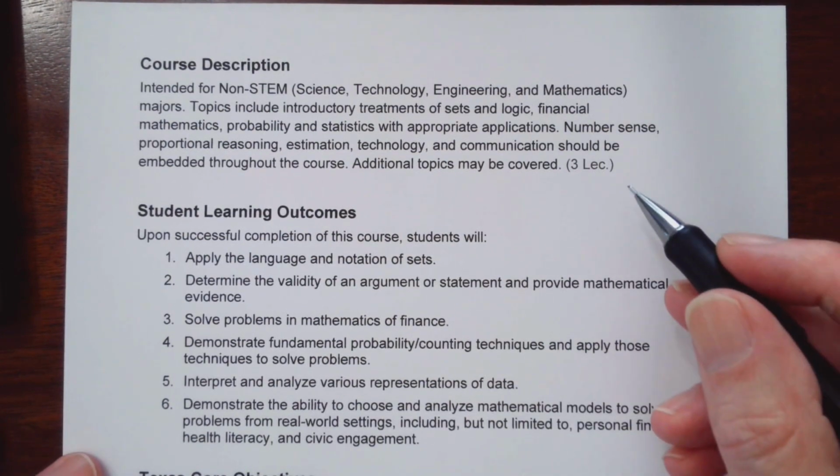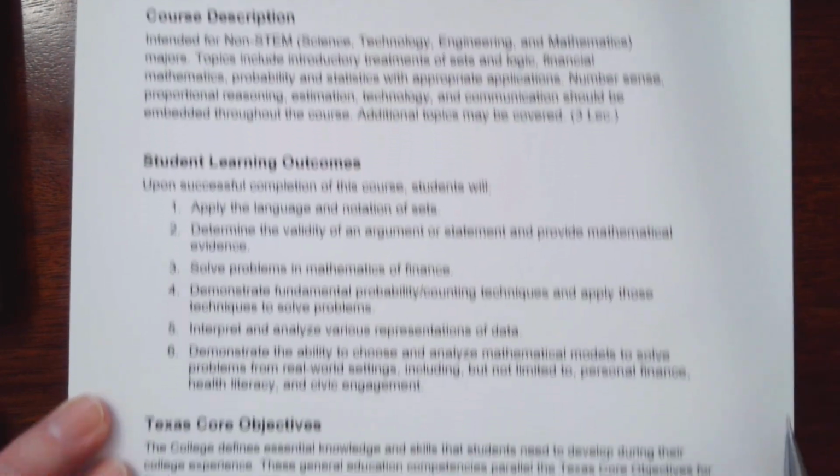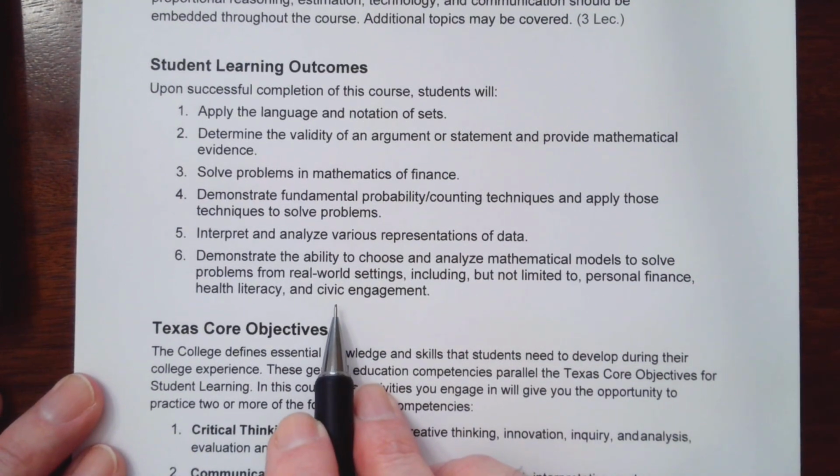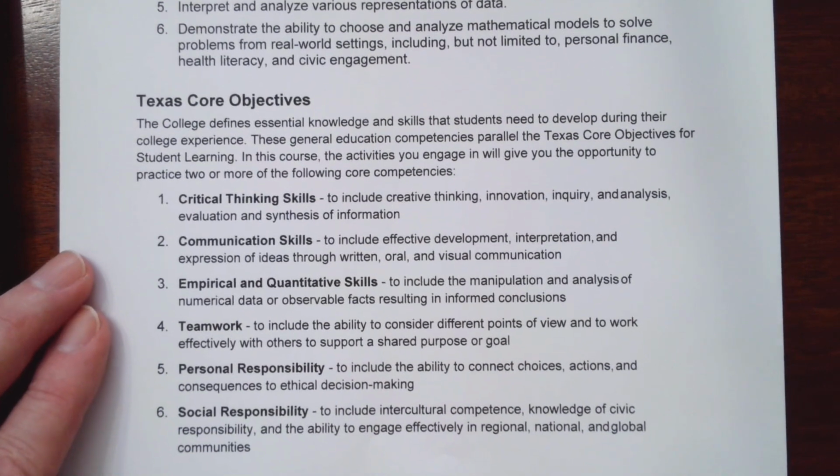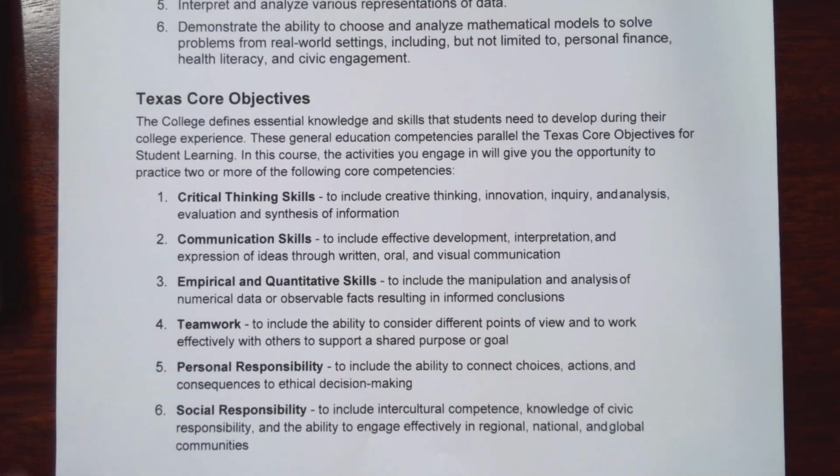So this is a description of the course and what we're going to cover. These are what we call student outcomes and Texas core objectives, which are a little more general. So that's information you can look at if you're interested. We're going to go ahead and move on for now.